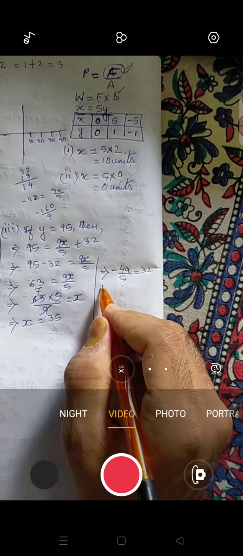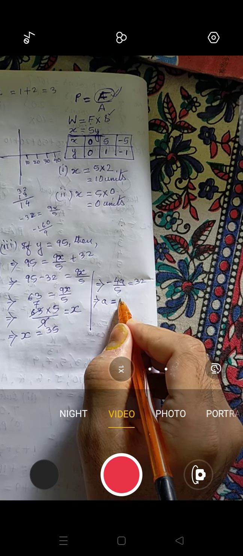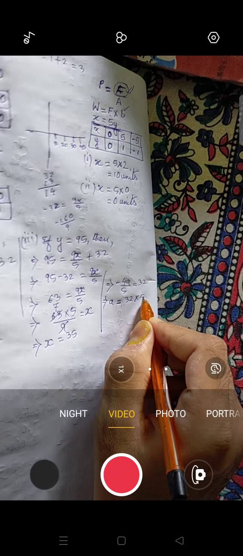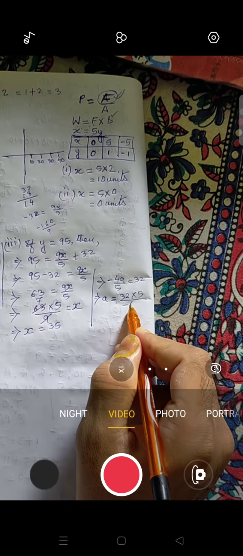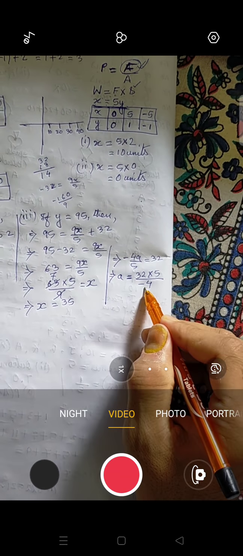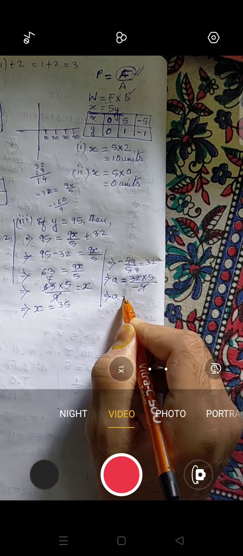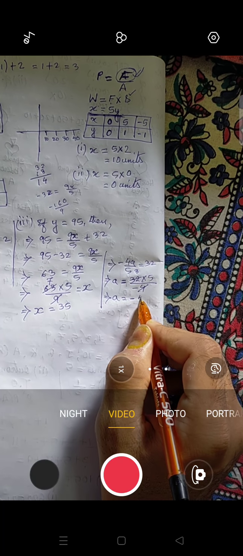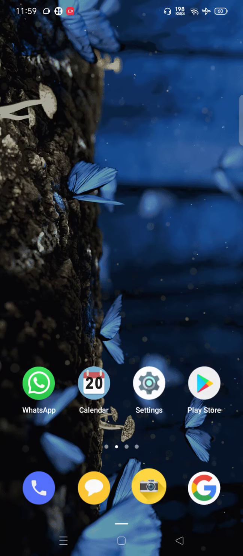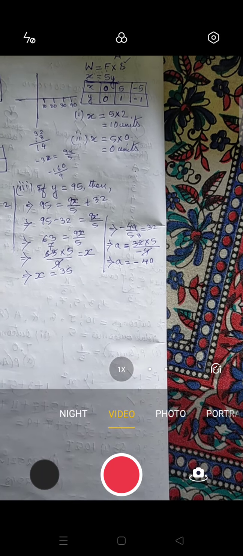Now we'll solve this one. Now can I say that A is equal to 32 into 5 by minus 4? Yes or no? Now 4 eights are 32. So A is equal to minus 40. 8 5s is 40. So minus 40. Clear? Basic calculation.